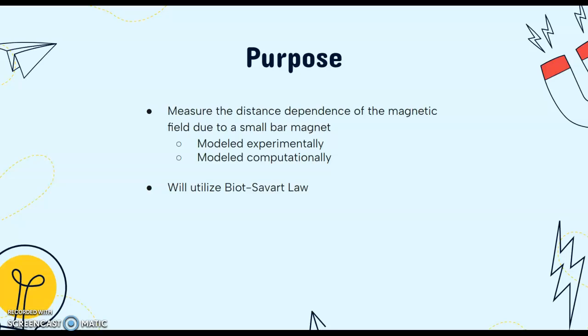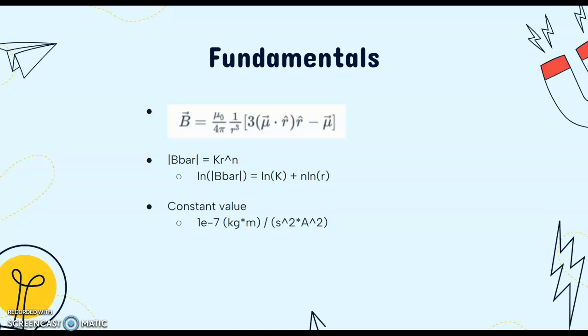This lab utilizes the Biot-Savart law, which lets us calculate magnetic fields of various objects. Some fundamentals to understand today's lab include some essential formulas. The first one is the equation to calculate the magnetic field of an object, where r represents the distance from the observation point to the source. The second equation is the magnitude of the magnetic field equal to kr to the power of n.